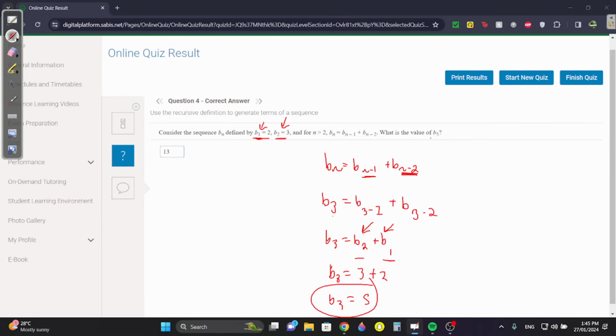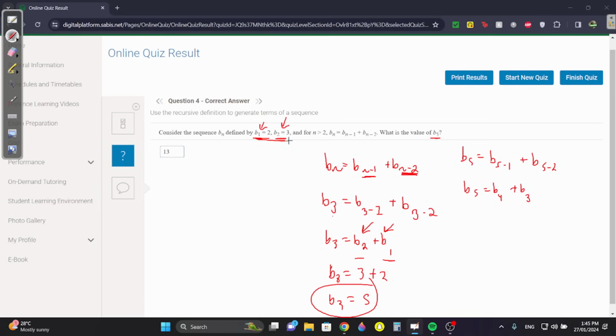But then what are they asking for? They're asking for b5. So what would b5 be equal to? b5 would be equal to bn minus 1, so 5 minus 1, plus bn minus 2, so 5 minus 2, which is b4 and b3. Okay. Now, do we have b4? No, we don't. But how do we find b4?